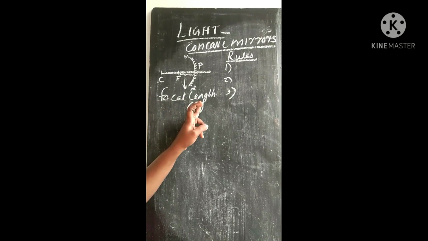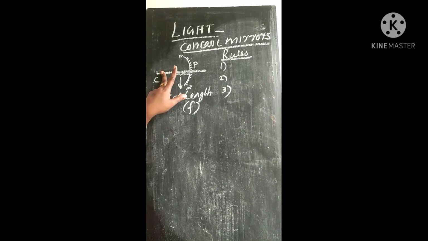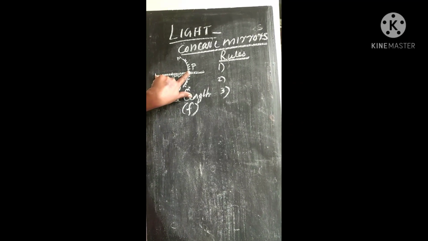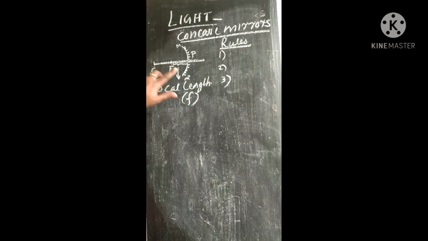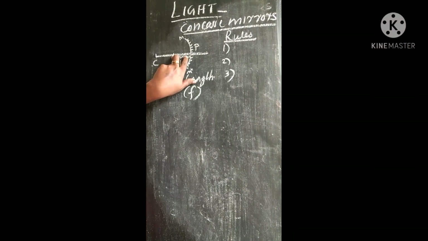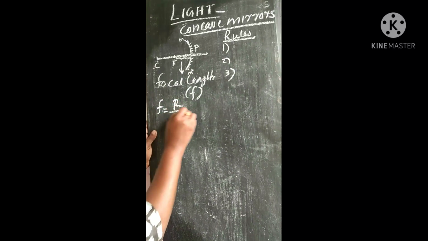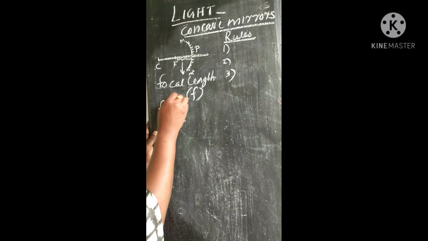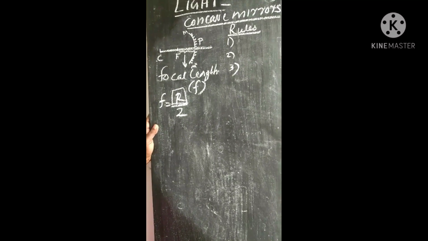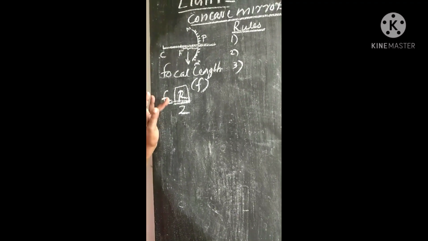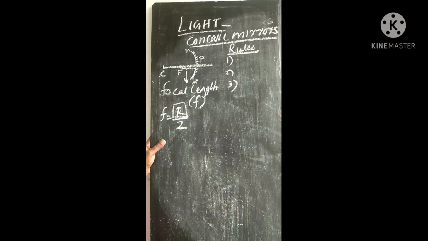That is the focal length, and focal length is half of the radius of curvature. CP is called the radius of curvature. So we write focal length is equal to half of the radius of curvature. Radius of curvature is R. So the focal length of a mirror is equal to half of the radius, or f = R/2. This is the last and final term related to the concave mirror.